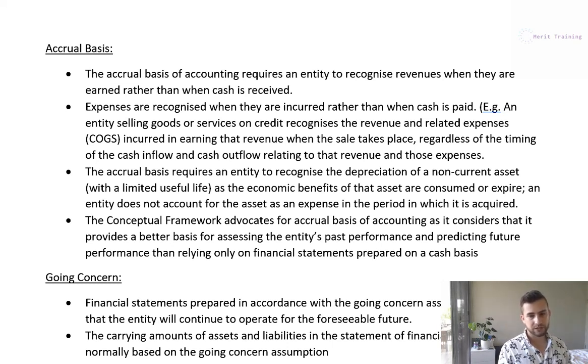But if you're running a business as a cash business, then you might record your revenue only when you receive the cash. Similar for expenses as well, because you recognize the expense when it's incurred rather than when the cash is paid. For example, when you receive an invoice, even though you haven't paid it yet, you're going to record the expense then.